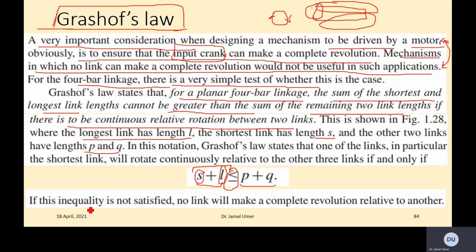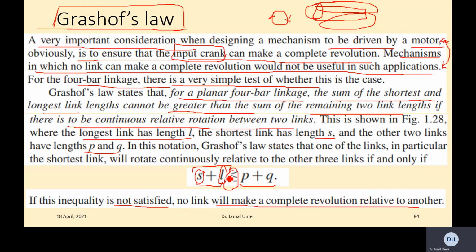So if this inequality is not satisfied, no link will make a complete revolution. So this is a very simple test basically. Once again, why do we need this test? Because we want to see if the crank will have a complete revolution.